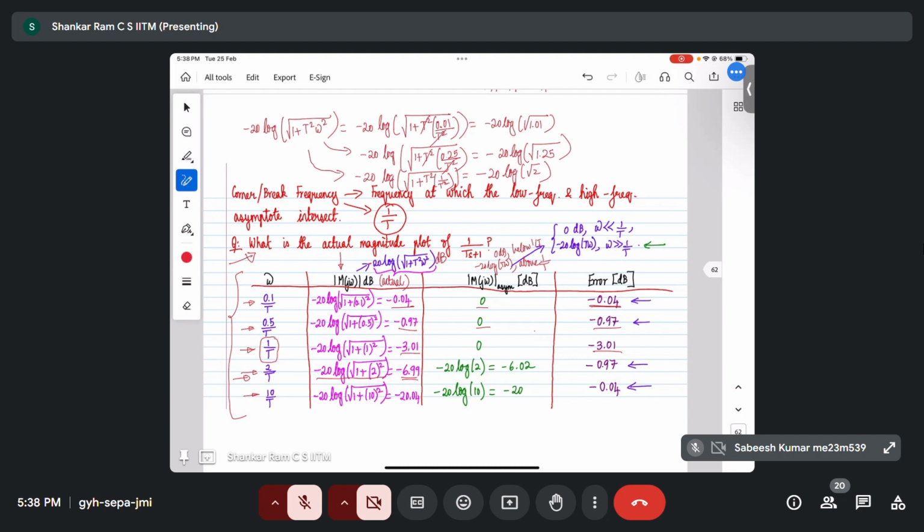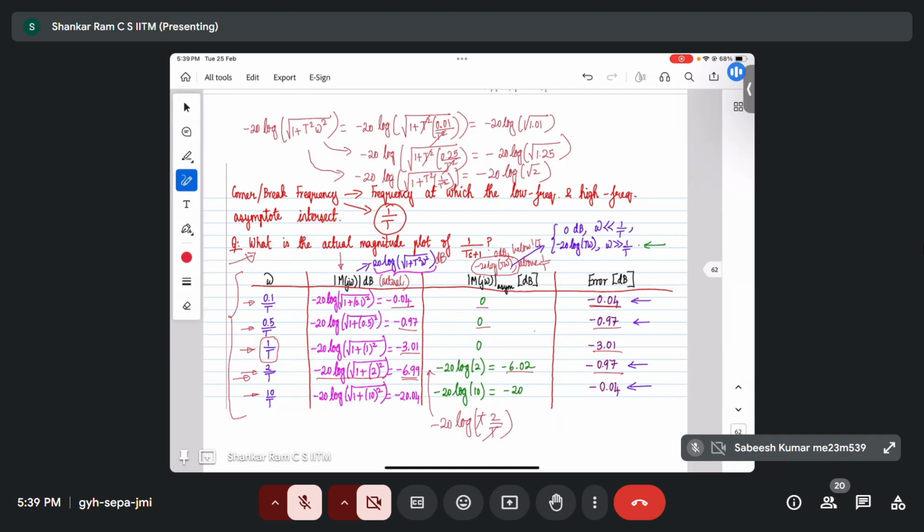However, it's important to note that the high frequency asymptote is minus 20 log t omega. So here, how did I get minus 20 log 2? I need to substitute omega equals 2 by t. So I get minus 20 log 2, which is minus 6.02. So the difference is minus 6.99 minus of minus 6.02, which is once again minus 0.97.